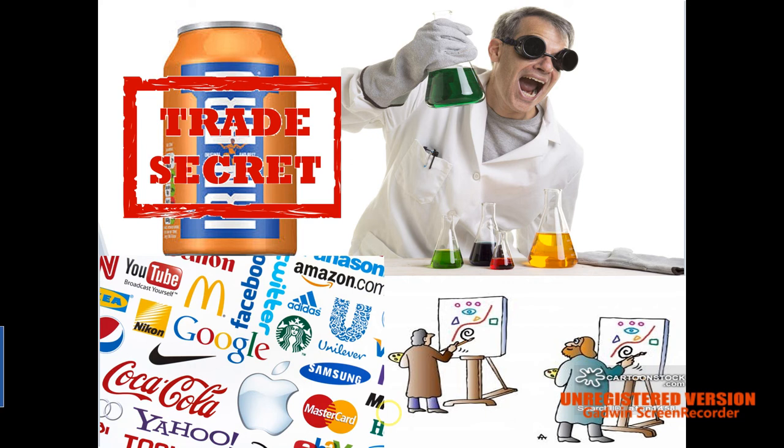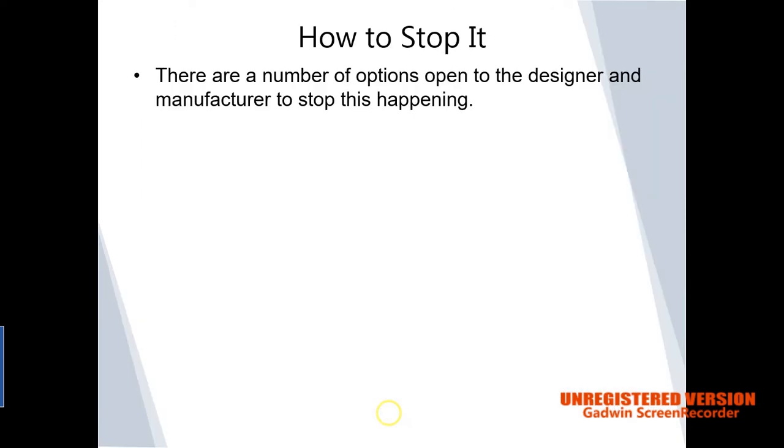And it doesn't just go with those things. Irn-Bru, you know, they've got their recipe and they keep it secret. So they keep theirs a trade secret. They don't publish it. They don't put all the ingredients onto the can so that someone can go copy it. So things like that, artwork as well, it's all going to be protected. And all the companies you see here, they've all got something which someone else wants. So how do we stop it? Well, there's a number of different options open to designers and manufacturers to do that.